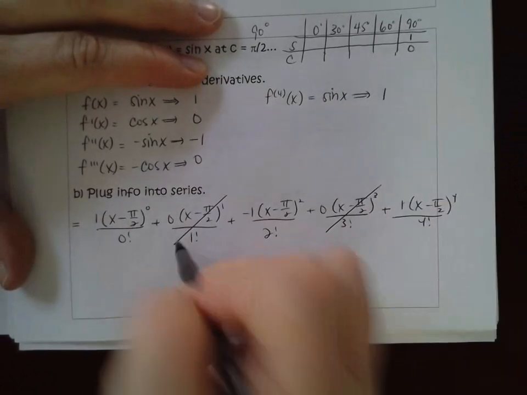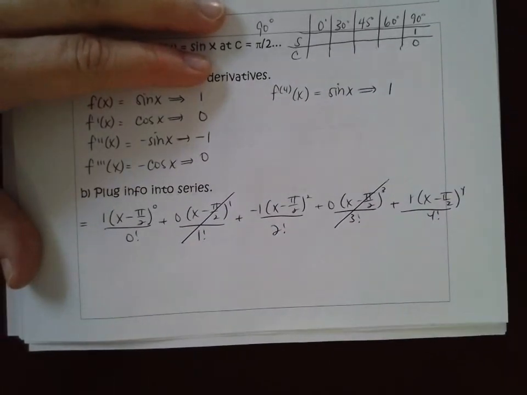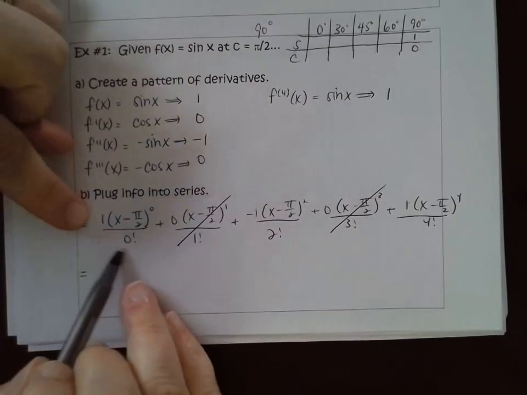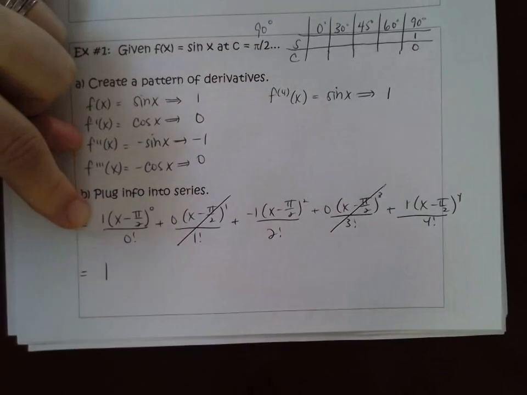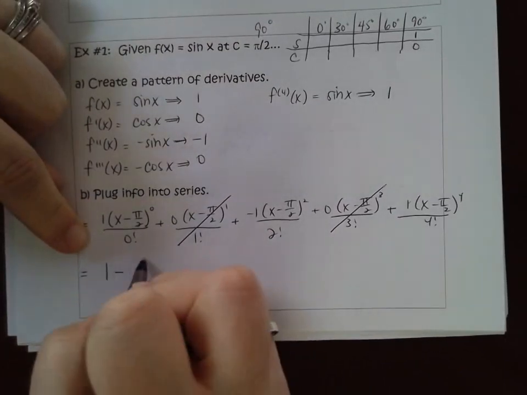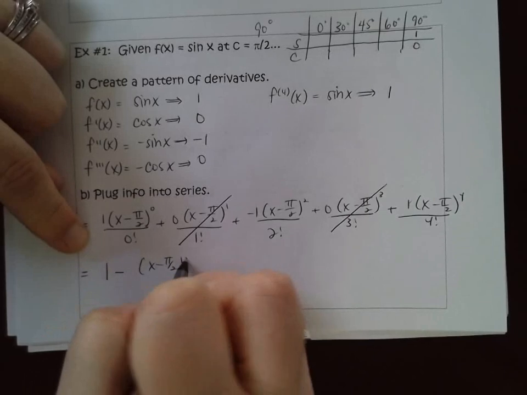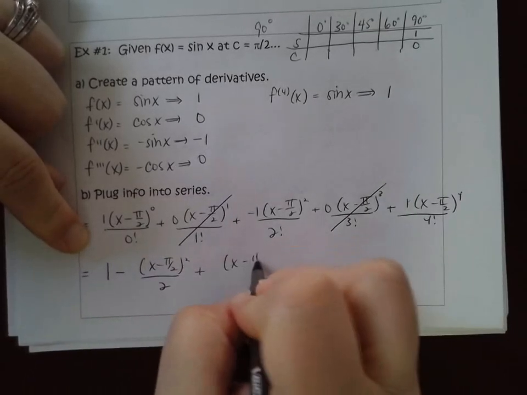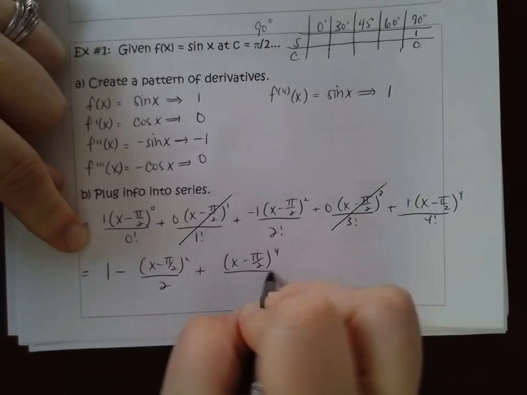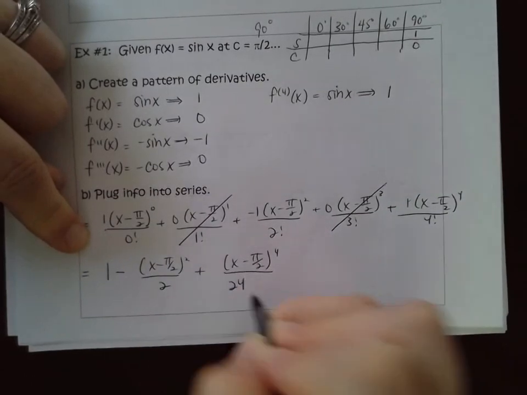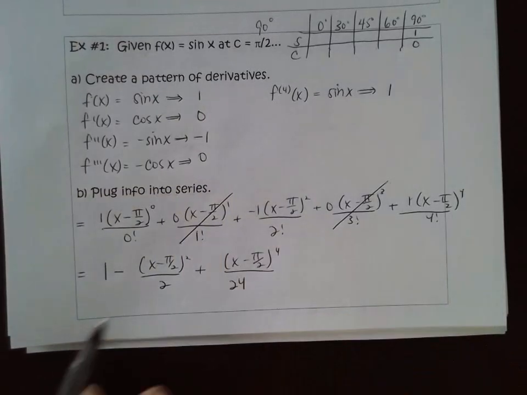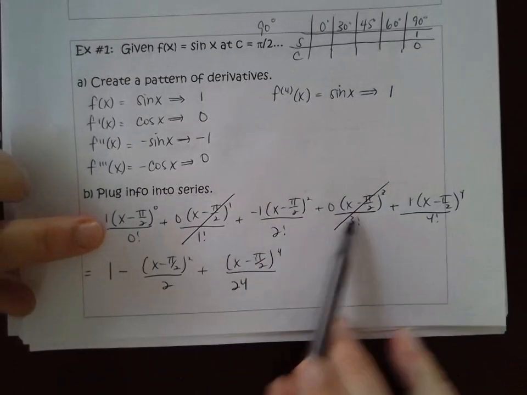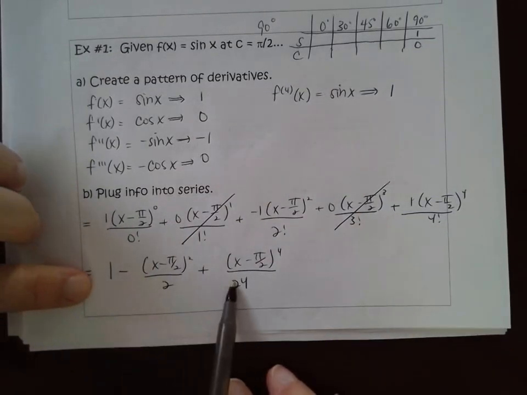The cube is gone. The first power is gone because they both had a coefficient of 0. And what I'm left with is, well, this entire first term turns into 1. The next term turns into minus x minus pi over 2 squared over 2. And then plus x minus pi over 2 to the 4th over 24. This is just the first 3 terms. I say 3 terms. It's not the first 3 original terms, but these are the first 3 existing terms.